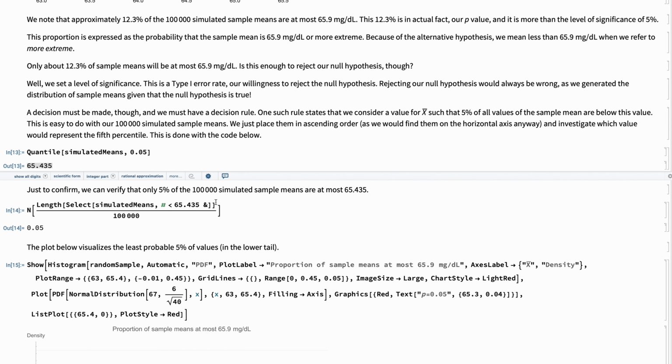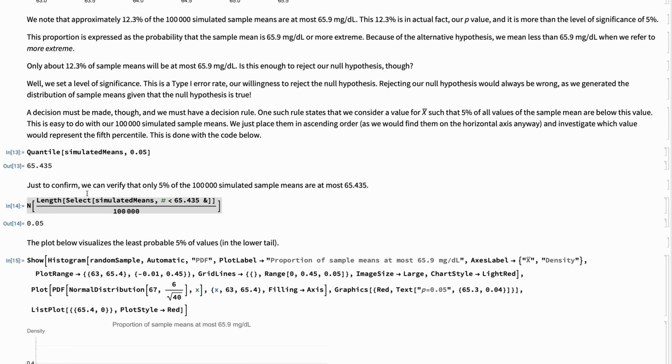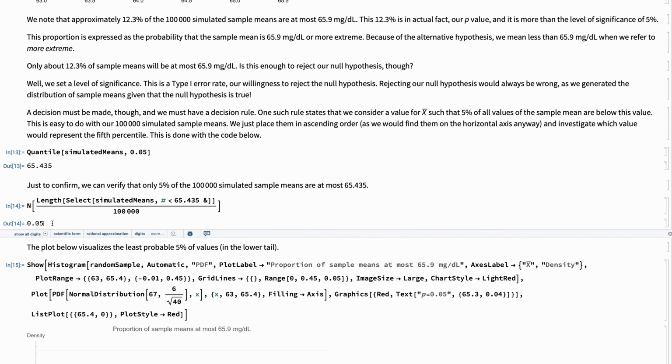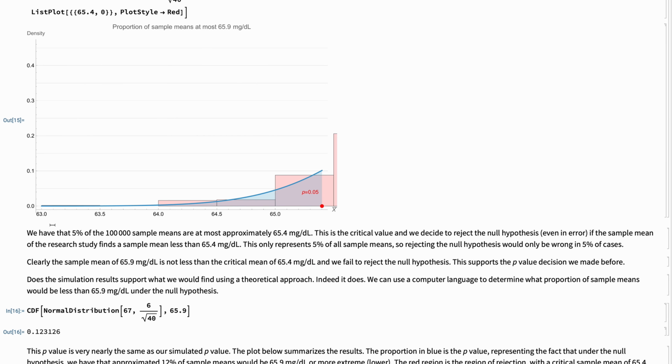Just to double check on that, I'm saying in the code here, what proportion of those 100,000 would be less than 65.435, and it comes back exactly 5%, because that's what we generated. So in the plot here, this is what we can think of as our region of rejection. This is the least probable 5% of these values on the lower tail. So of all my 100,000 values, everything that is less than 65.4 will only make up 5% of these values. And look at that, it coincides with this area under the curve here, the bottom 5%. And so through the simulation, we can start to understand what is happening with this hypothesis testing.